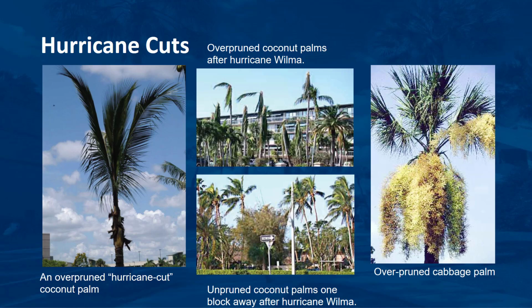This may be because the youngest leaves left on these overpruned palms have not hardened off to the extent that older leaves have and lack the support of the older leaf bases. Additionally, overpruned palms such as this cabbage palm might flower more in response to removing too many live fronds.